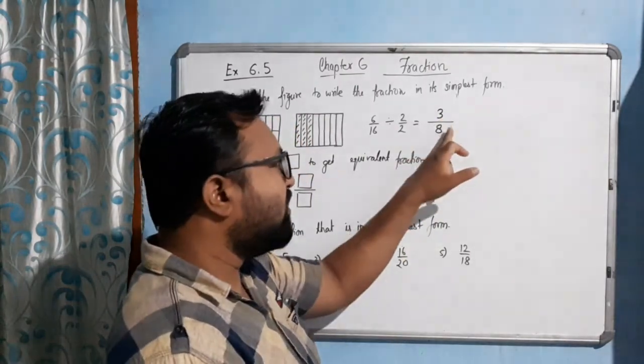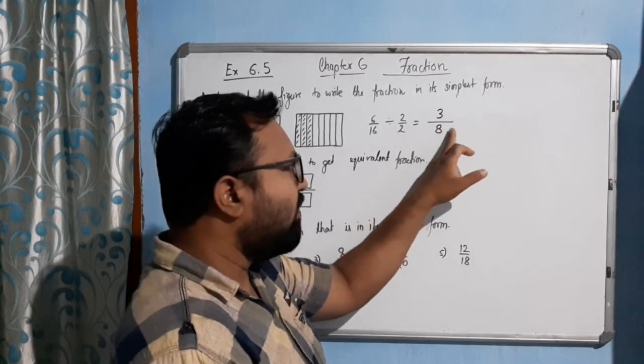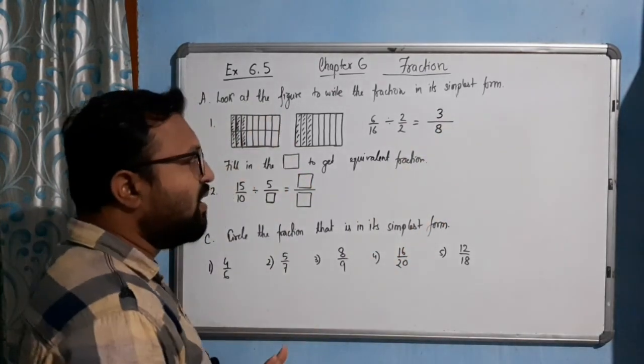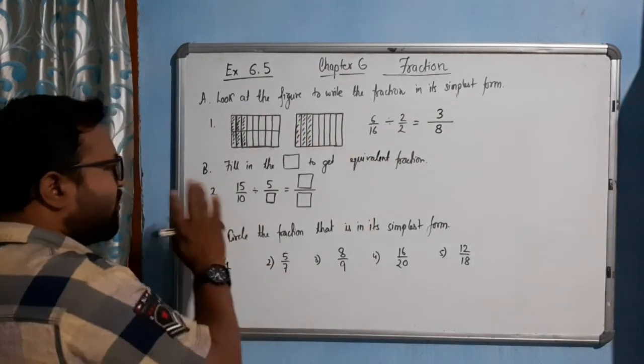You can divide these two numbers by 1. 3 divided by 1 gives you 3, 8 divided by 1 gives you 8. Means 3 by 8 is in simplest form. Is that clear now? So in this way you can do the rest of question number A. Now come to question number B.